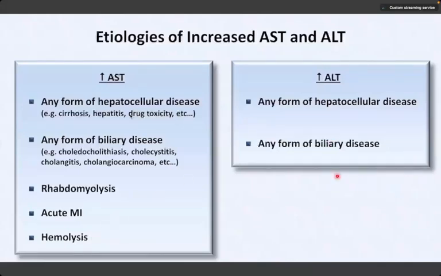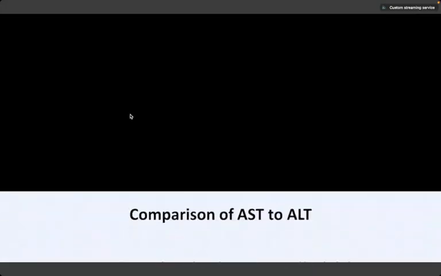So as previously stated, the etiologies of an increase in ALT are limited to hepatocellular and biliary disease only. Now, occasionally you may hear people informally refer to an increased AST and ALT in the absence of other overt signs of liver disease as the so-called transaminitis, and that probably is acceptable as well.